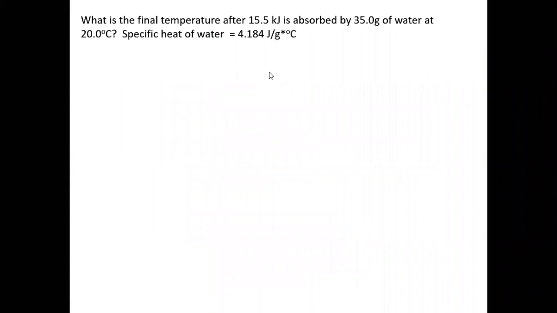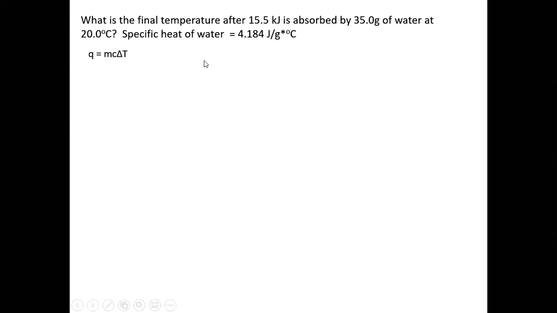So in this thermochemistry, we deal with calorimetry, which is a way of measuring heat of a process or reaction. There are 2 types, coffee cup and bomb calorimetry. Here we want to know what's the final temperature after 15.5 kilojoules is absorbed by 35 grams of water at 20 degrees Celsius, and it gives you the specific heat of water. Bear in mind that sometimes it won't give you the specific heat of water. That's like a universal constant. On a test, of course, it'll be provided, but on the homework or quizzes, it may not be provided because that's a well-known constant.